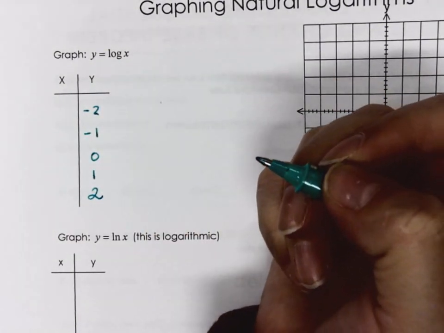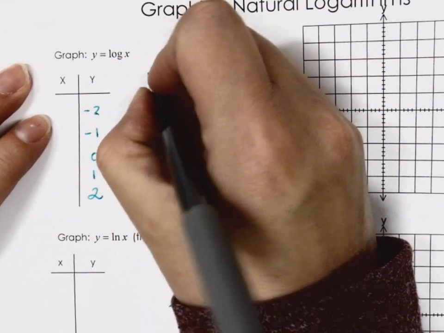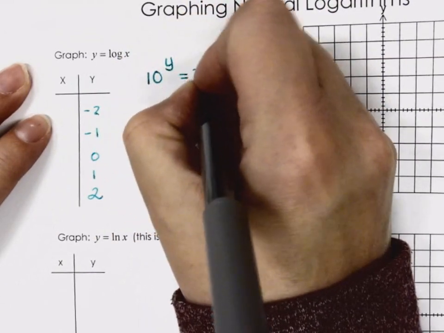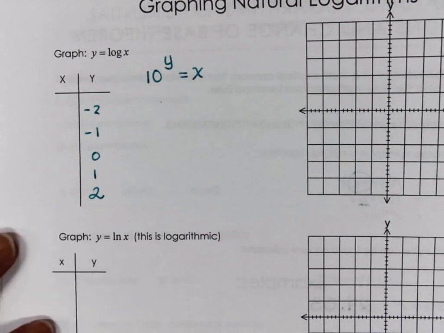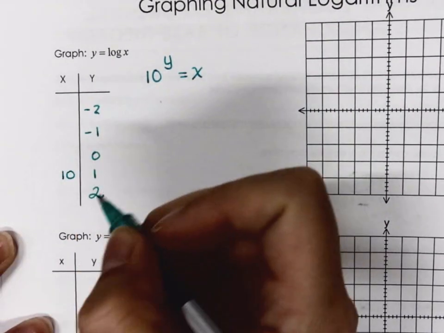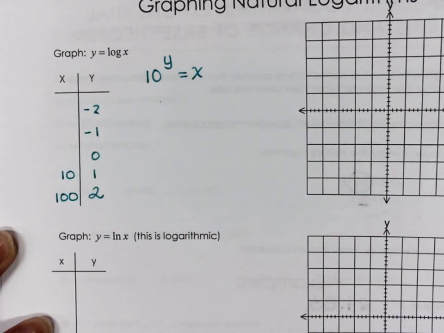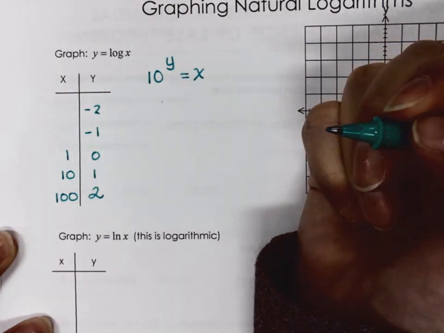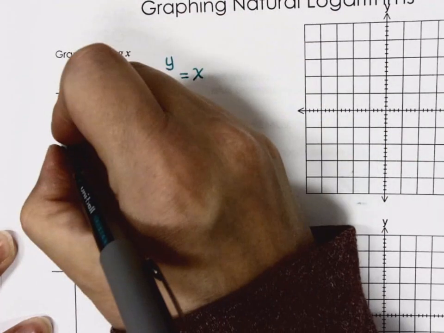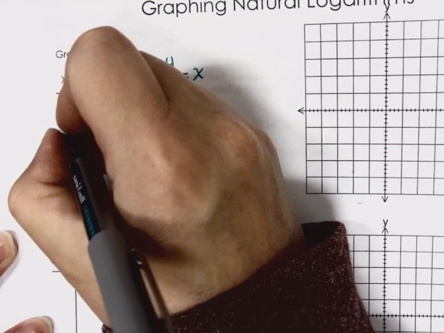All right, if I were to put this in exponential form, this would be 10 to the exponent y equals x. So what's 10 to the exponent 1? 10. 10 to the exponent 2? 100. 10 to the exponent 0? 1. 10 to the exponent negative 1? 1 over 10. And to the negative 2 is going to be 1 over 100.